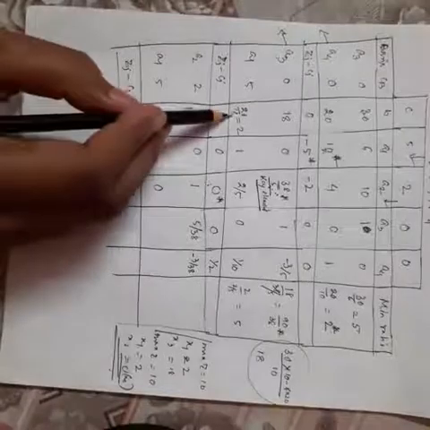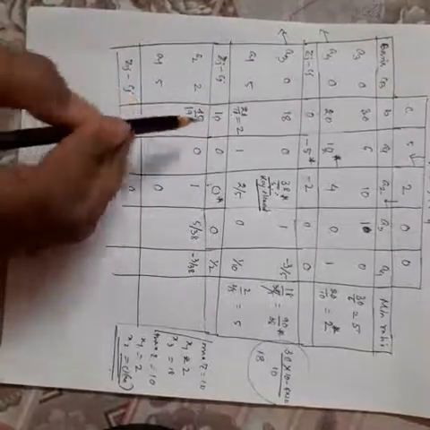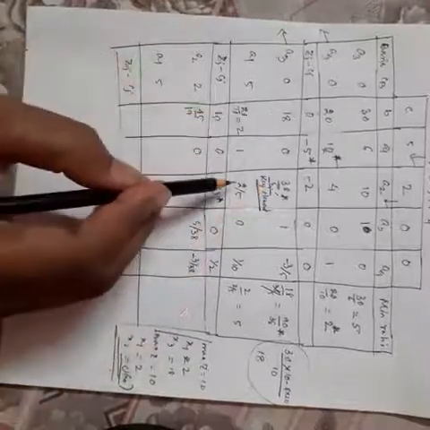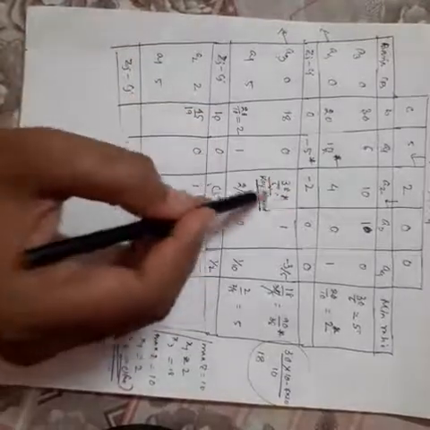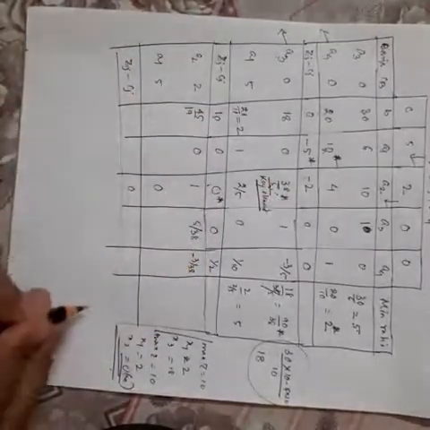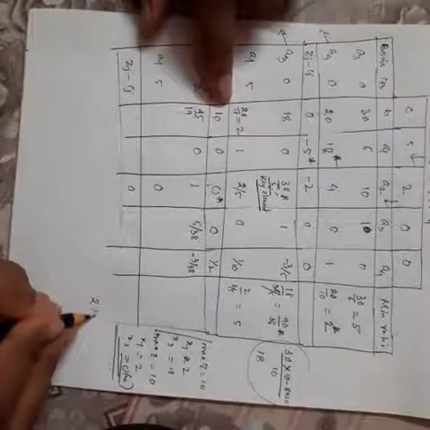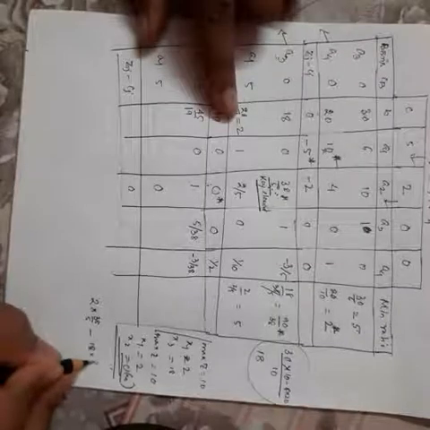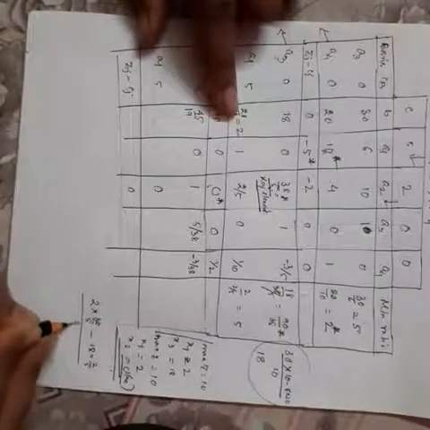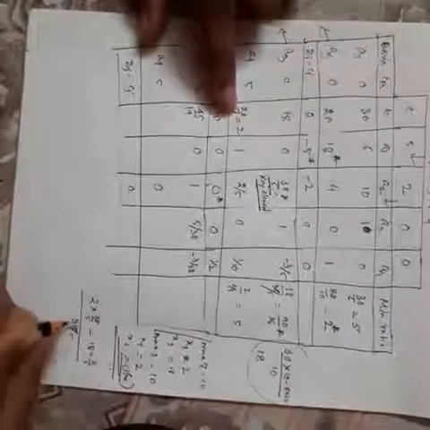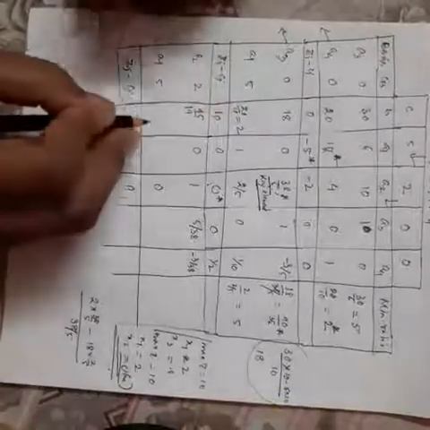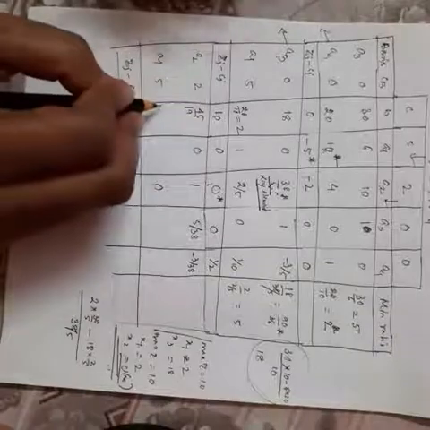Now we find the rest of the elements. How to find this position? 2 into 38 by 5 minus 18 into 2 by 5, divided by the key element, that means divided by 38 by 5. Always we divide by the key element. So after calculation we obtain 20 by 19.